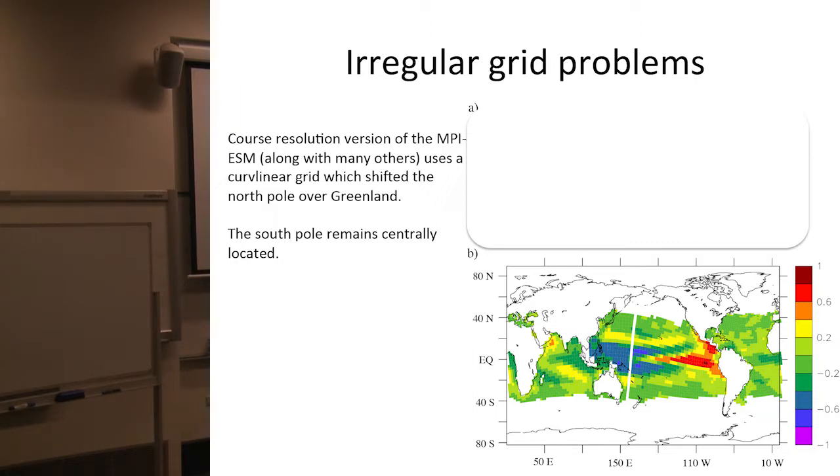The Max Planck Earth System model uses a curvilinear grid. Basically, they hold the South Pole fixed, and the North Pole, which has a singularity over the ocean, they pull and stretch. So the North Pole sits over Greenland. What it ends up doing is stretching all of the grid cells over the Pacific and Indonesian region, and compressing them over the Atlantic region. Can anyone think, in terms of a Kelvin wave, what kind of implications this might have?